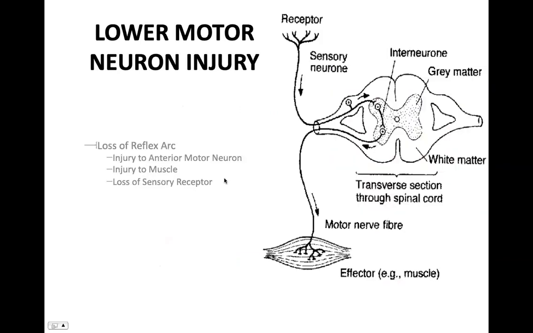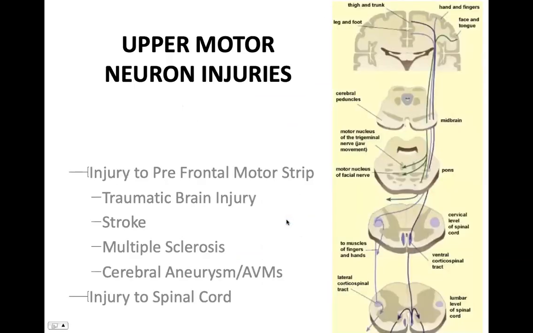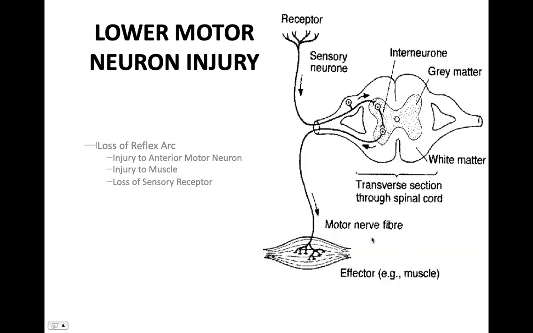So upper motor neuron problems are basically from traumatic brain injury, stroke, multiple sclerosis, cerebral aneurysms, arteriovenous malformations, or injury to the spinal cord. Something that has to do with the central nervous system, brain or spine. The lower motor neurons, it's a loss of that reflex arc, and it's usually an injury either to this motor neuron right here, injury to the muscle maybe, or loss of a sensory receptor, so that this reflex arc is no longer intact. And then you know it's a lower motor neuron, okay?